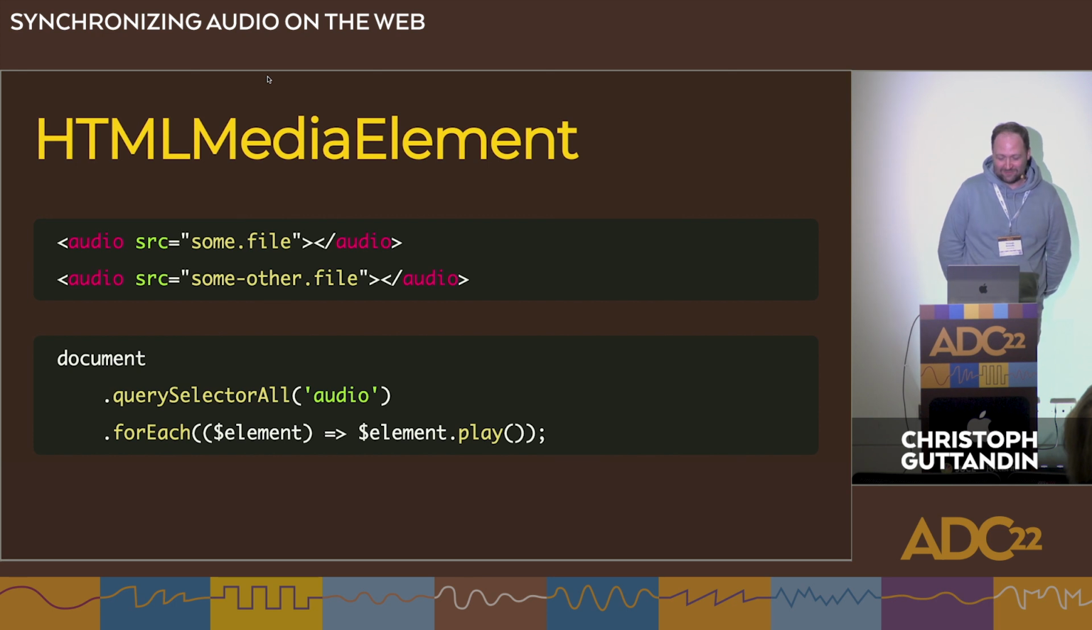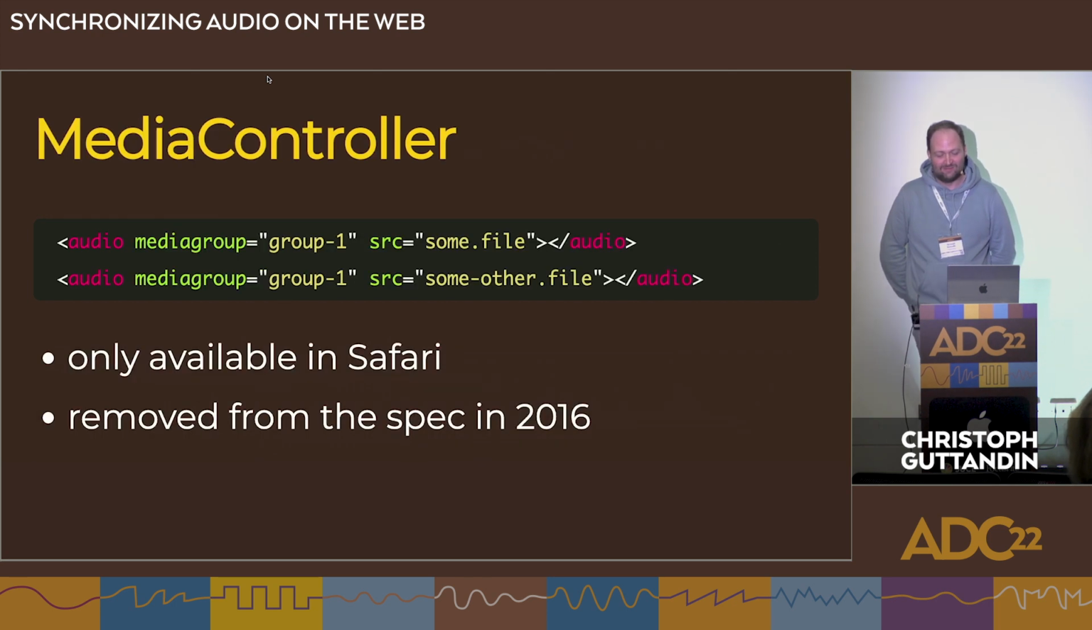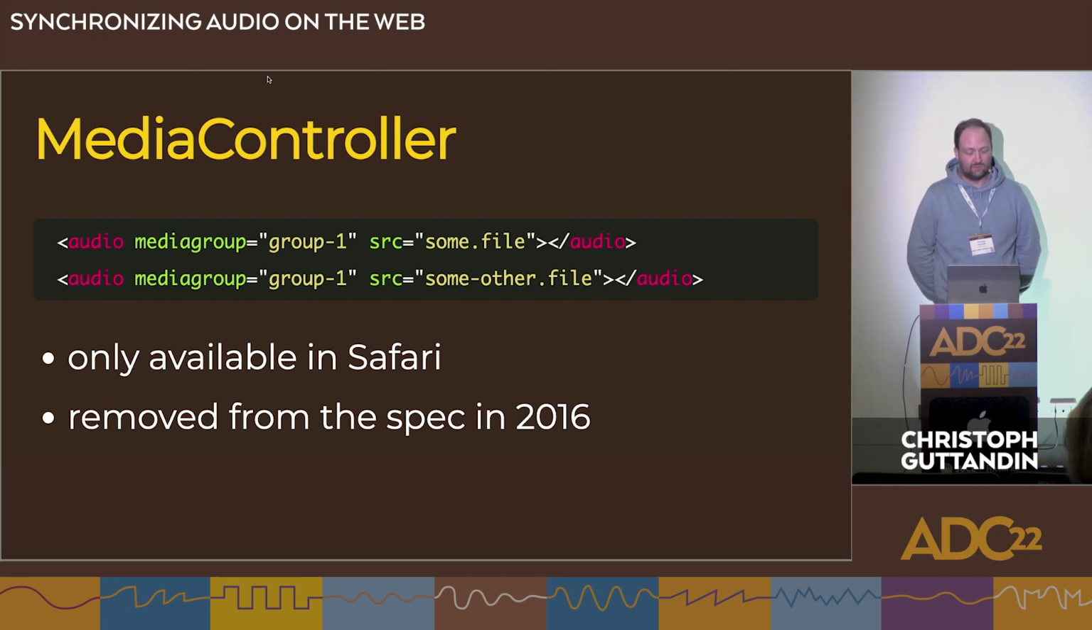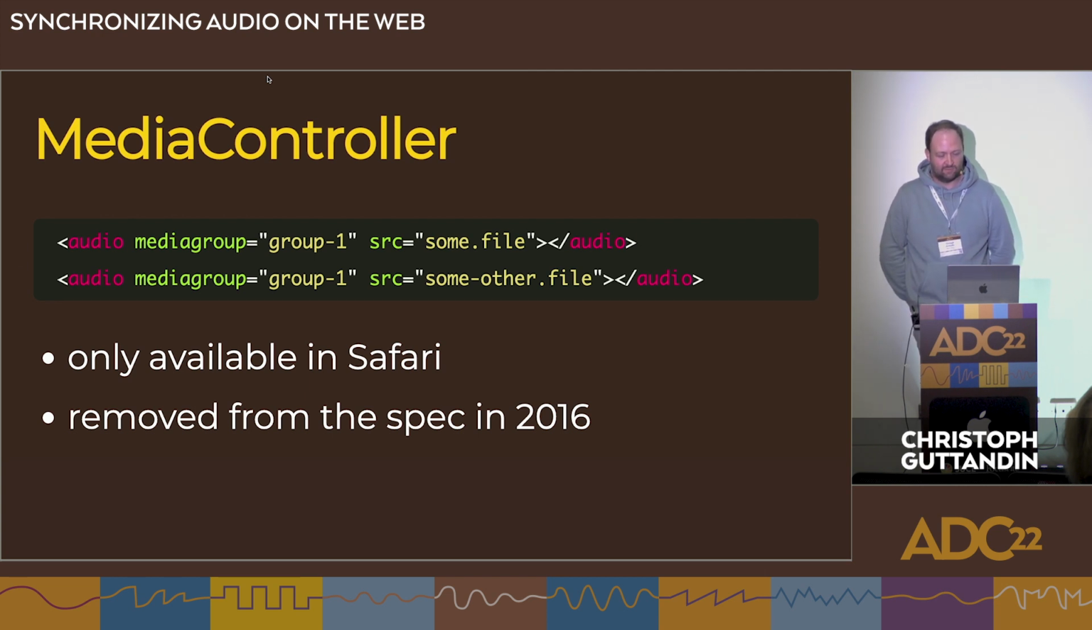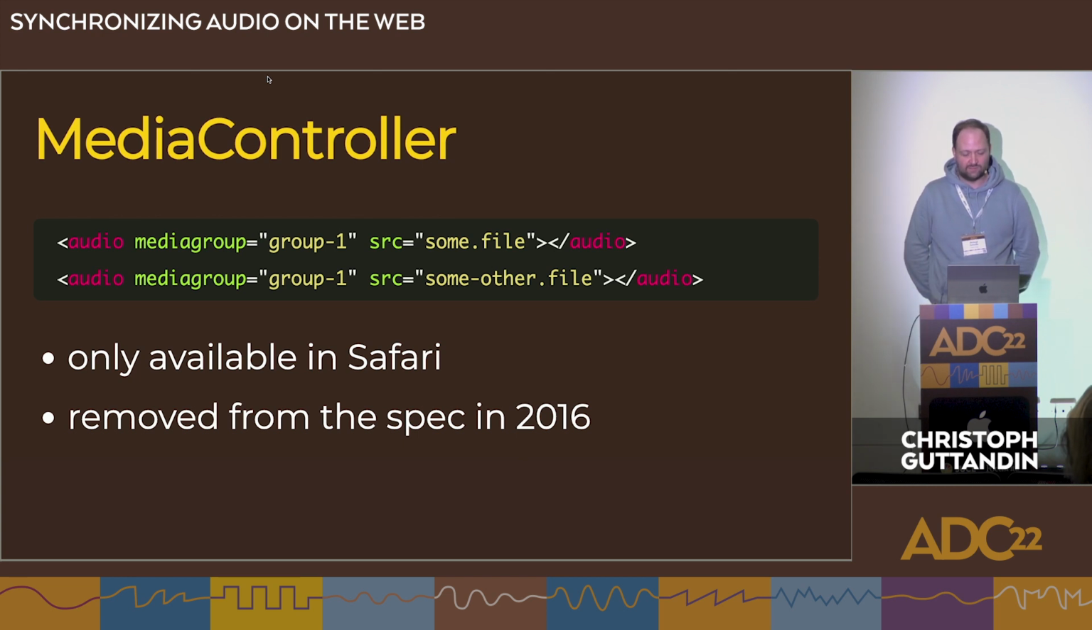There was something called media controller, and that was a nice API. It has a declarative part, which we see here, but it also had an imperative one. All it does is you assign media elements to a group, and then that group is tied together. When you call play on one of those elements, the other one plays as well. If you pause it, then the other one pauses too.